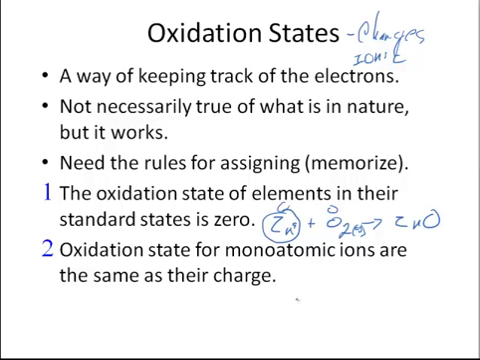Oxidation states for monatomic ions are the same as their charge. So, for example, let's say I had a sodium ion plus a chloride ion, and I made some table salt. Well, the oxidation state of this one is +1. The oxidation state of this one is -1. And so that's a pretty easy rule so far. You've got 0 if they're in their standard state, and the same as their charge if they are an ion. So let's look at the next one.